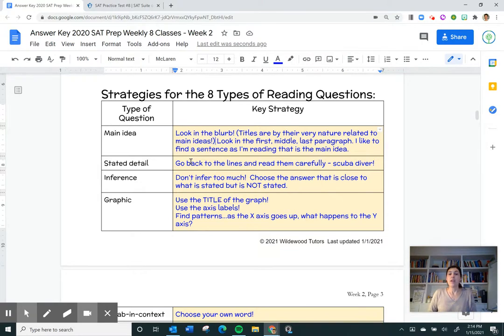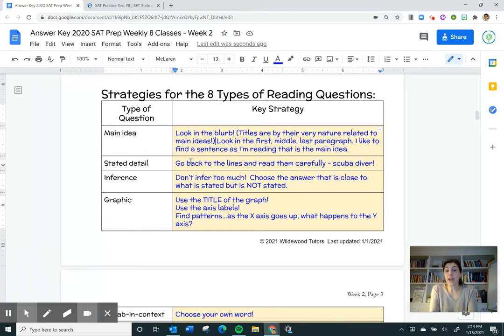Okay. Inference is based on the passage, right? It's not in the passage. So do not choose an answer that is in the passage because that would not be an inference. But don't infer too much. Okay. That was the key from that lesson.